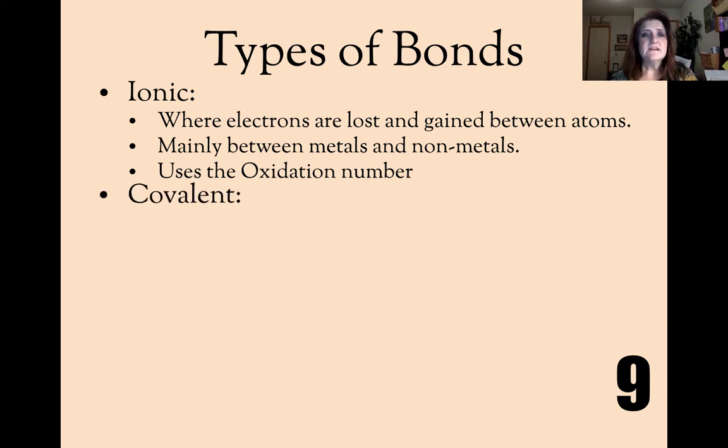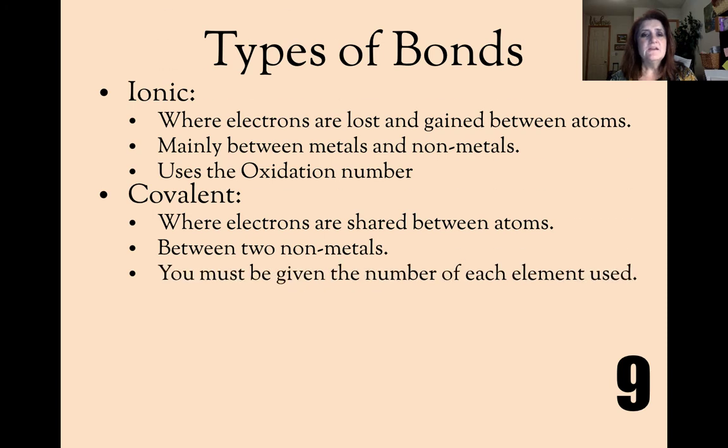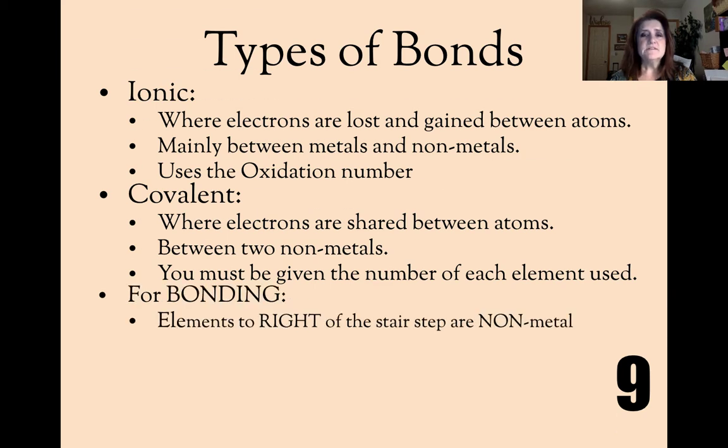Covalent bonds are your second kind of bond, and this is where the electrons are shared between the atoms. They occur between two nonmetals, and you must be given the number of each element to be used in order to form that bond. For bonding purposes, all elements to the right-hand side of the stairstep are considered nonmetal, while all elements on the left-hand side of the stairstep are considered metal.